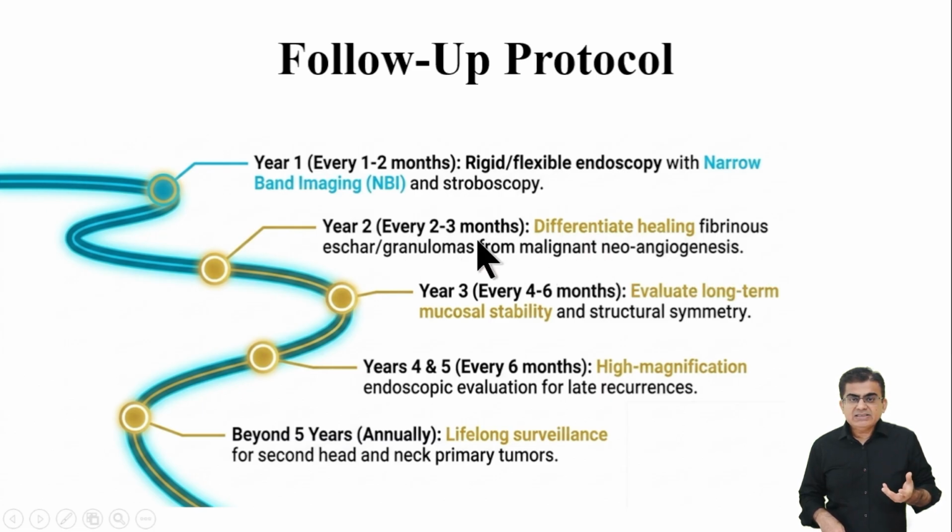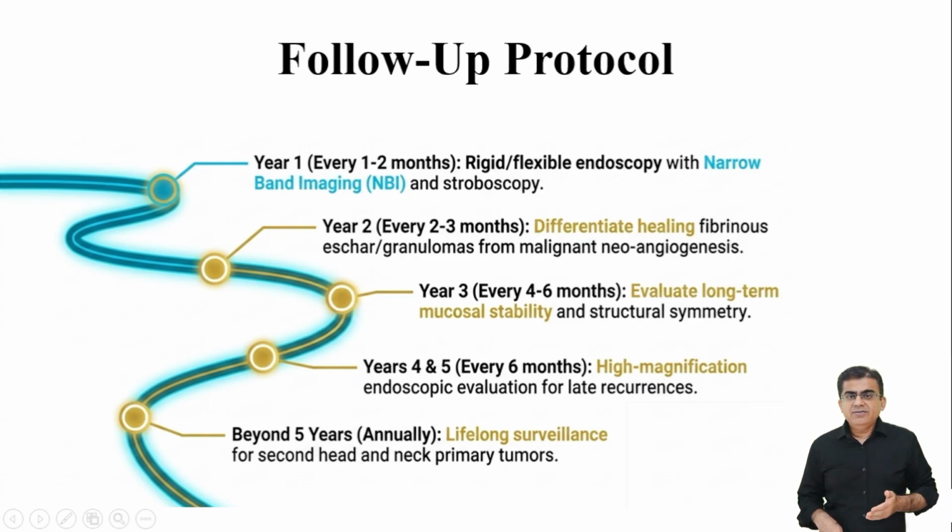Your main clinical task during this second year is very challenging. You must carefully differentiate between harmless healing tissue like a fibrinous eschar or a contact granuloma and dangerous malignant neoangiogenesis. Now look at the timeline for year 3. You will now see the patient every 4 to 5 months. Here you are simply evaluating their long-term mucosal stability and the structural symmetry of the vocal cords.